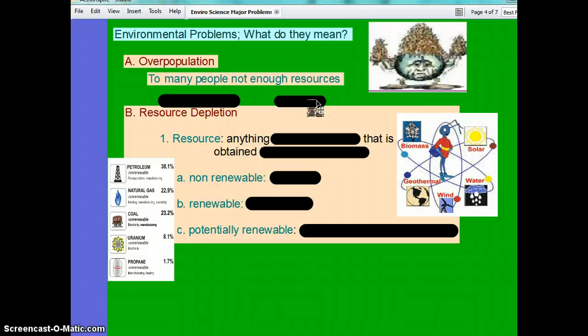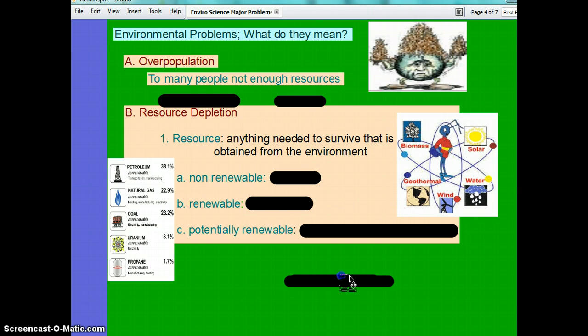Something that you need to survive. Good. And you know what? I want you to add, not necessarily need. You could actually put want, so we can put want instead of need. No, you put both.